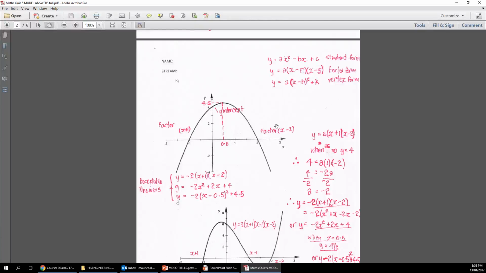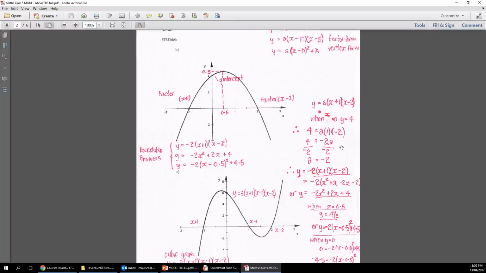First of all, it can be expressed as what we call standard form, which is y equals ax squared plus bx plus c. The second form is factor form, where y equals a bracket x minus r bracket, bracket x minus s bracket. And then we can also have it in vertex form, where y equals a bracket x minus h all squared plus k. So let's start with the easiest one, which is the factor form.